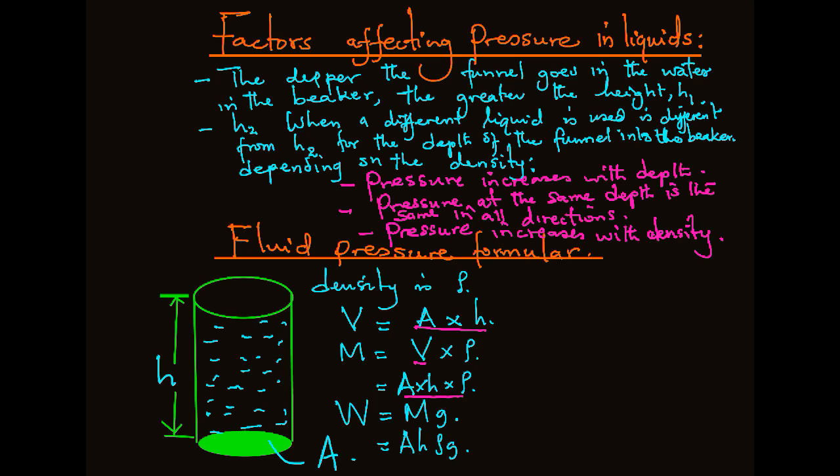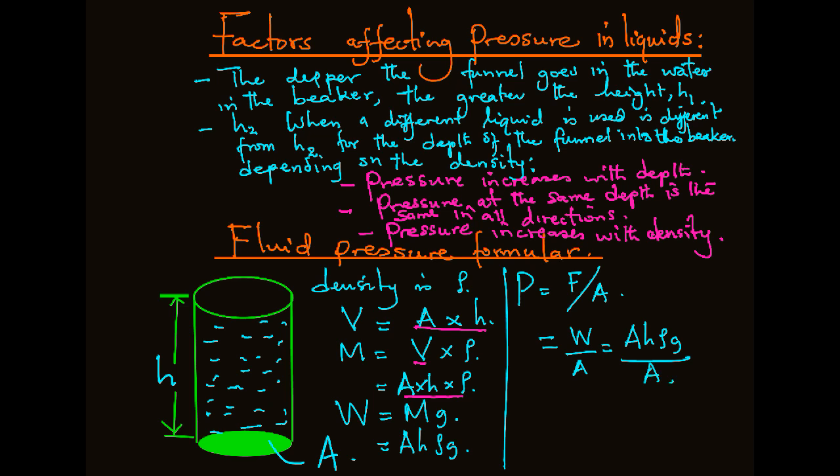From the definition of pressure, pressure is equal to force over area. Force is in this case given by the weight. So we have pressure equal to the weight over area, which is equal to A h rho g divided by A. We note that the A's cancel out, and therefore pressure due to the liquid column h is given by h rho g. h is the height, rho is the density, and g is the gravitational force per unit mass.